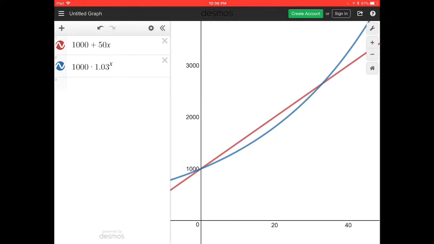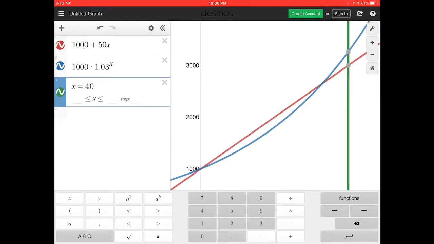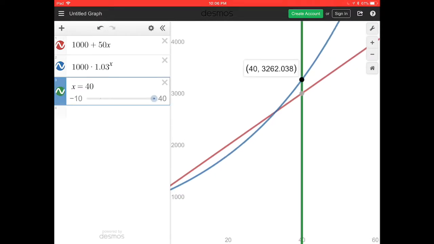For the next approximately 30-something years, the flat rate is preferable. The flat rate will give you more money than the interest rate. However, after about 32.9 years, the interest rate begins to be the preferable option. And by the time you reach 40 years, let's say we draw a line at x equals 40, you can see that the interest account will have $3,262 versus only $3,000 in the flat rate account.